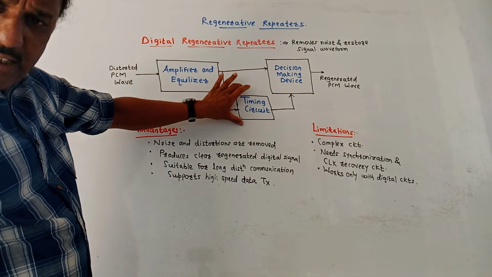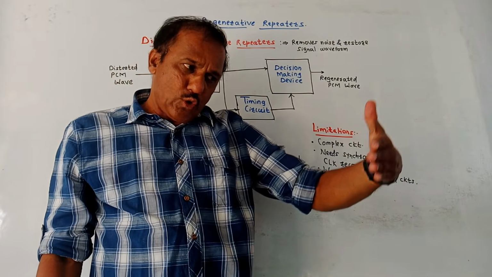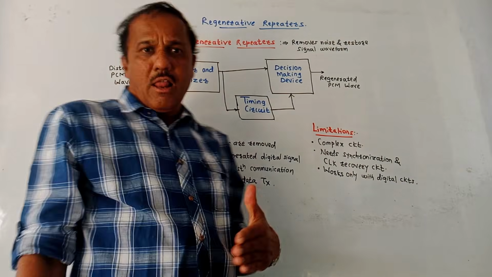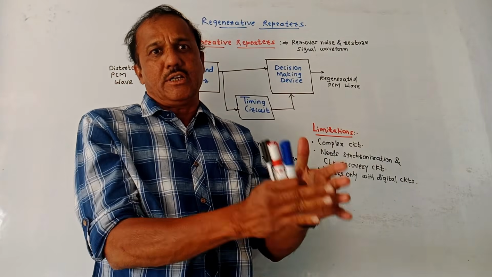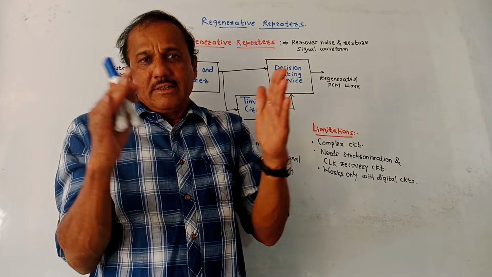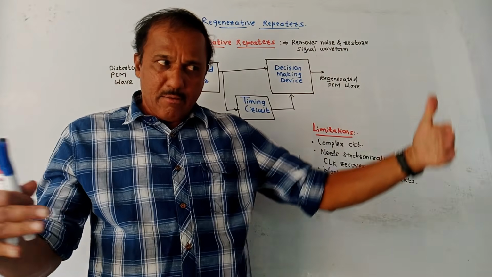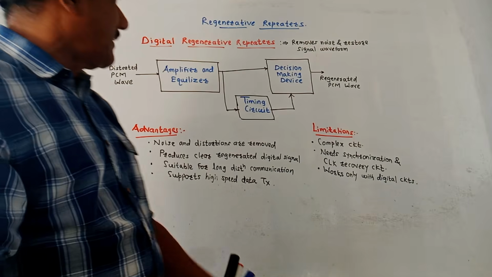Then a timing circuitry is shown in this block diagram. The function of timing circuitry is to extract the clock signal from the incoming data so that proper synchronization will be maintained. That means this block is used to avoid any timing error between the incoming signal, I mean the received signal, and the retransmitted signal.